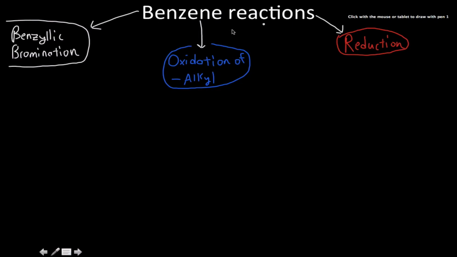Let's talk about benzene reactions, or more benzene reactions that we can have. One of them is benzylic bromination. If you remember back when we talked about radicals, when you treated an allylic radical with, say, N-bromosuccinimide in light or N-bromosuccinimide in peroxide, you'd always get a mixture, right? Well, with this, you don't get a mixture.